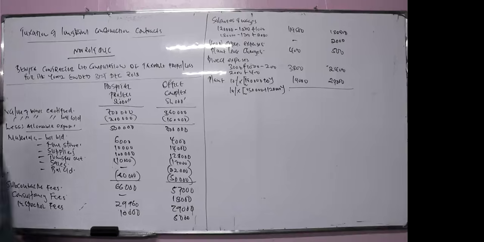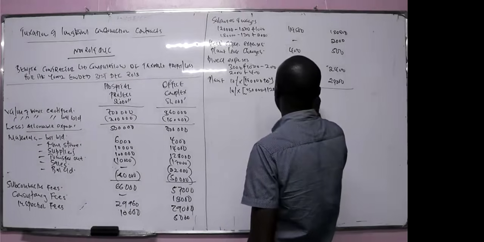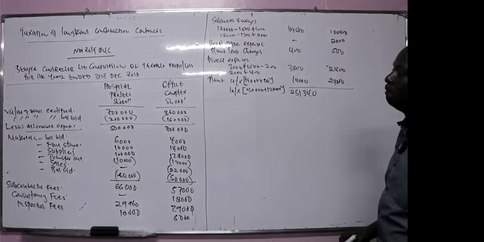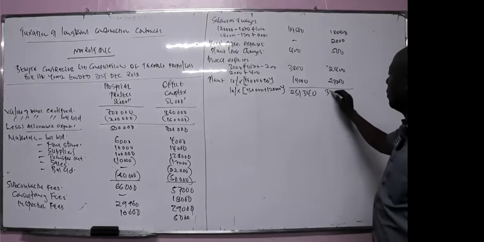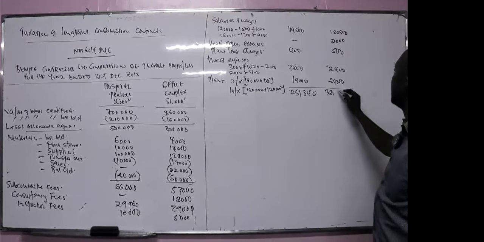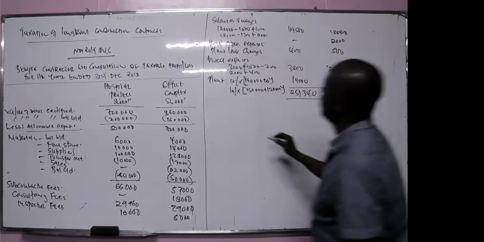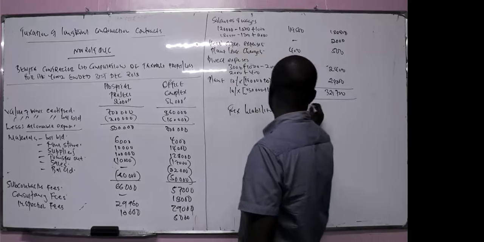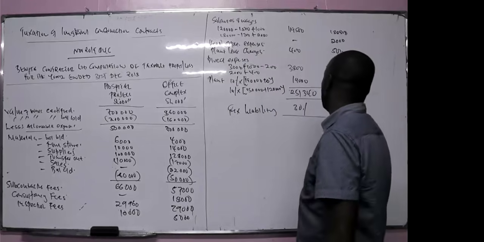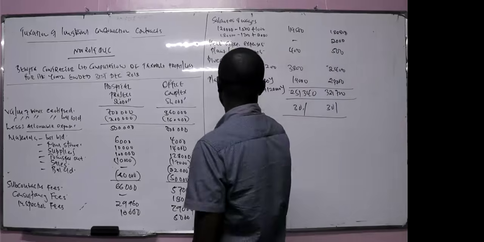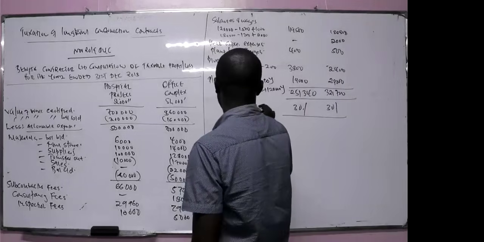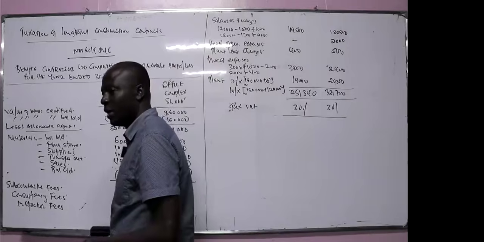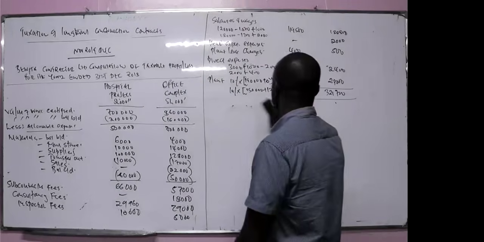Hapo mpata ngapi? 251,340 na hapa 321,700. So tax liability here, 30%. So which is going to be? Or you can combine them together, isn't it? I think the best way is to combine them together and then you tax.